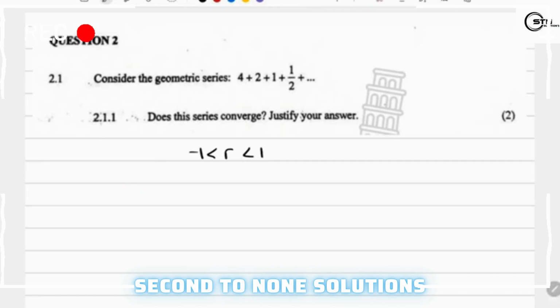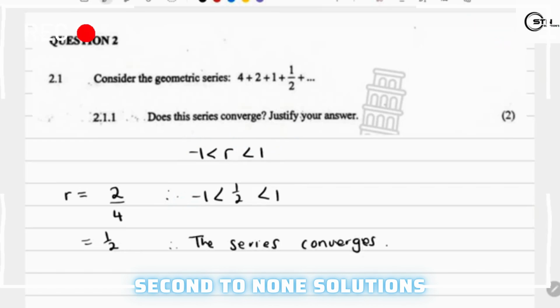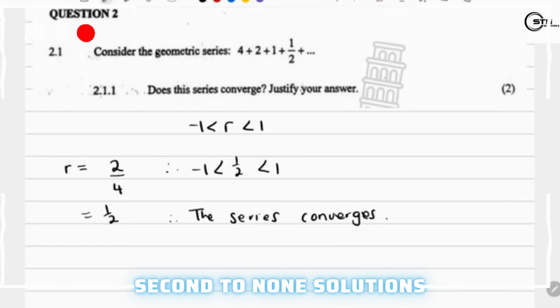So remember what I said the ratio is. So that's really all you have to do here. Find the ratio. So the ratio you could find by saying the second term divided by the first term. And that gives us a half. So we know that a half is greater than -1, but it is smaller than 1. And so therefore the series does converge. Okay, so that is 2.1.1. Moving on to the next question.